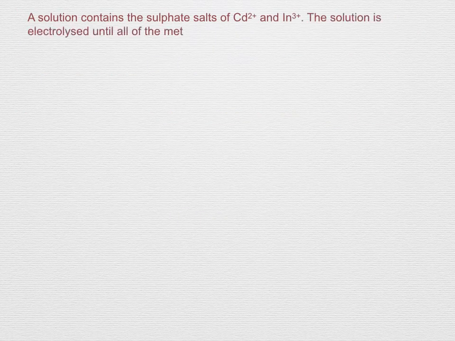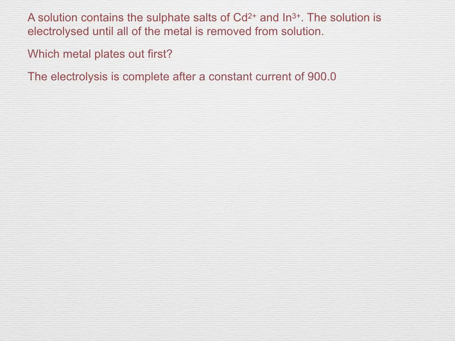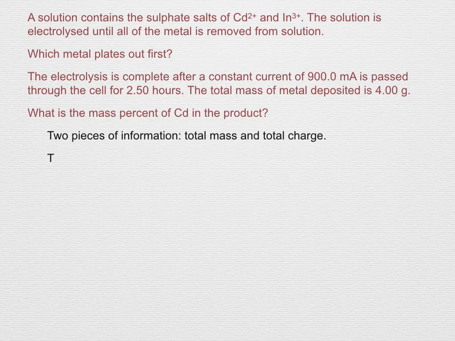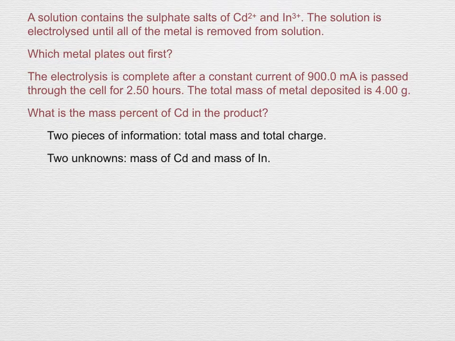Here it is. A solution contains the sulfate salts of cadmium and indium. The solution is electrolyzed until all of the metal is removed from solution. Which metal plates out first? The electrolysis is complete after a constant current of 900 milliamps is passed through the cell for 2.5 hours. The total mass of metal deposited is 4 grams. What is the mass percent of cadmium in the product?